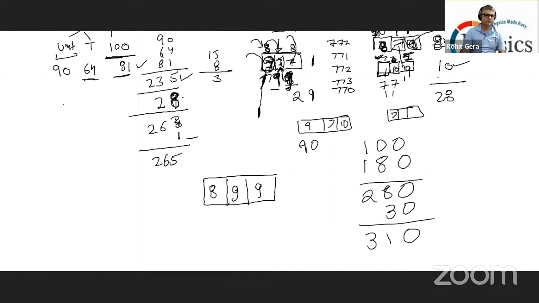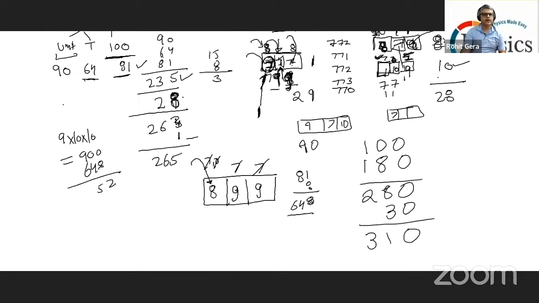7 cannot be used. In the first, there is no 7 and 0. In the second, no 7. In the third also, no 7. So 9 9s are 81. 81 into 8. 8 8s are 648. So there are 648 numbers which will have no 7 in it. And the total number of 3-digit numbers possible is 9 into 10 into 10, which is 900. So 900 minus 648, 252. And we are missing some. So 252 is what we should have got.